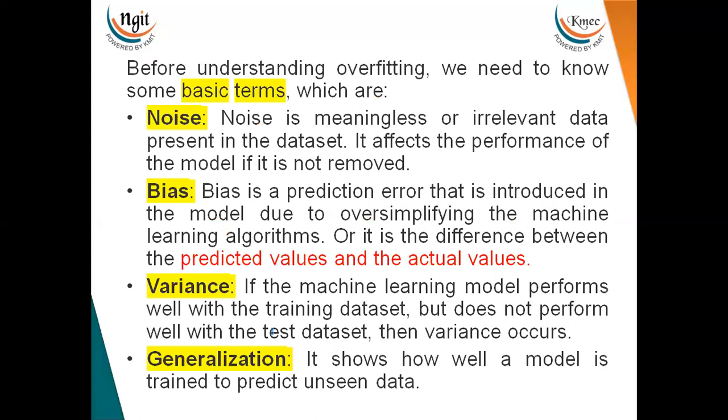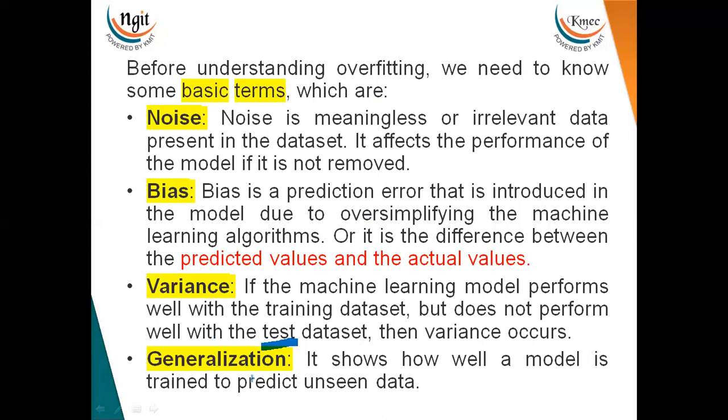Now, what do you mean by noise? That is meaningless, irrelevant data. What do you mean by bias? Bias is the difference between the predicted value and the actual value. Now, what do you mean by variance? You can call variance as bias during the testing phase. It means during training, the model is performing very well, but during testing, there is a huge difference between the predicted value and the actual value. Then it is called variance. So variance exists during the testing phase.